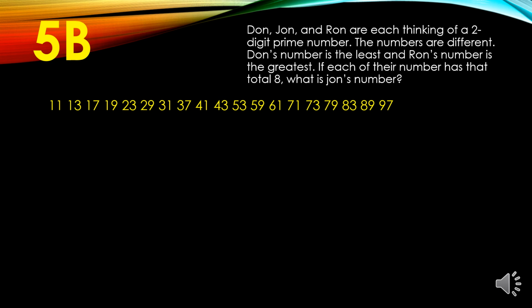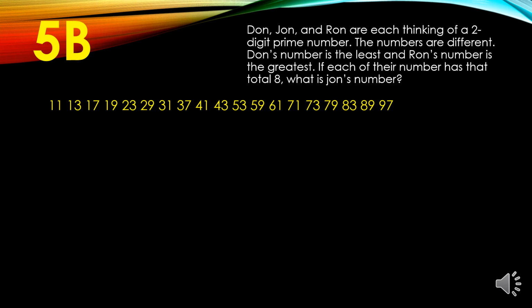Okay, now we will go first for the least. It says here the numbers are different. Don's number is the least. So the number of Don's is the least. But the two digits, when you add, will give you 8. Okay, let's go from left to right.